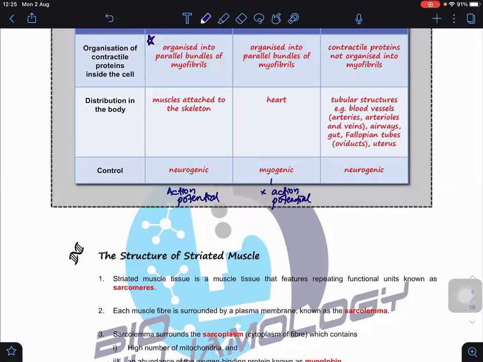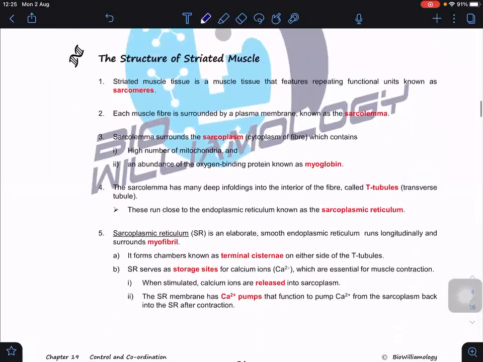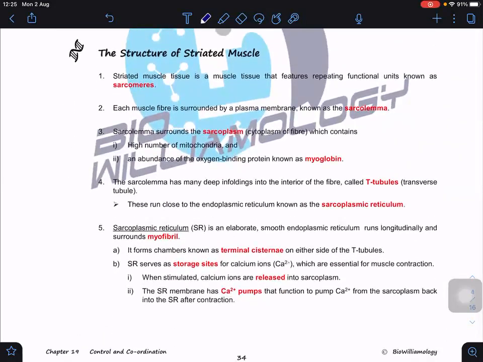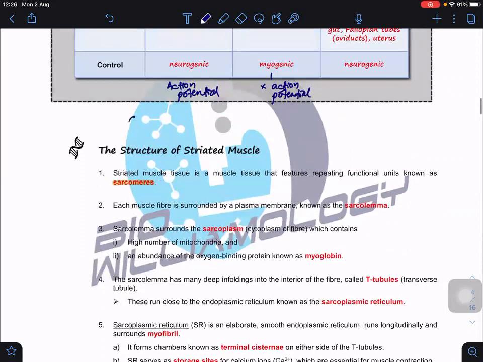Okay, now we're zooming into the structure of striated muscle. The functional unit, as I said just now, is a muscle tissue that features a repeating functional unit known as a sarcomere. So you can see that cylindrical shape.